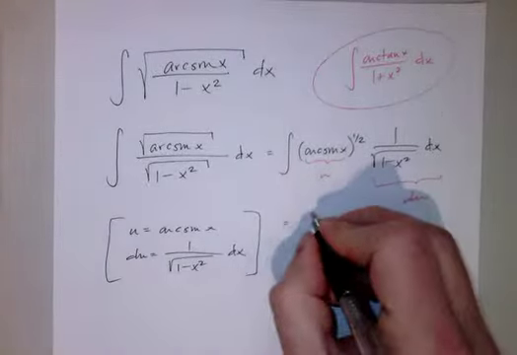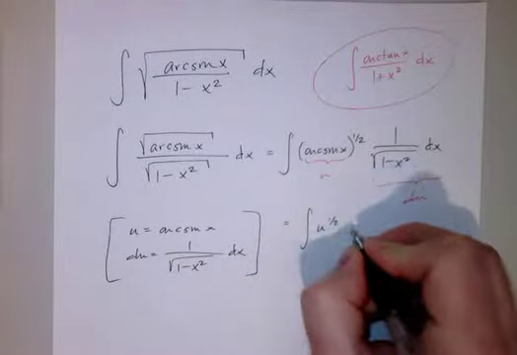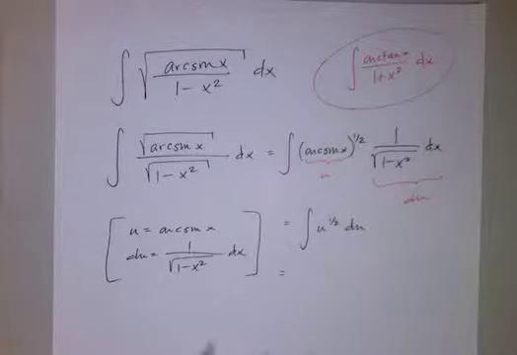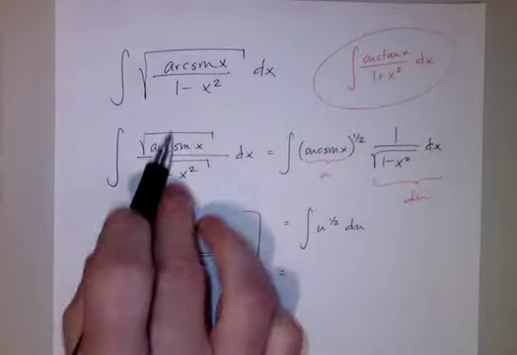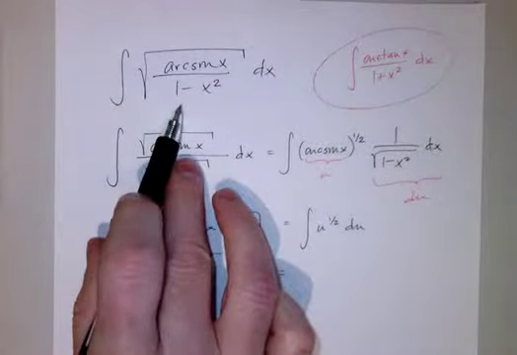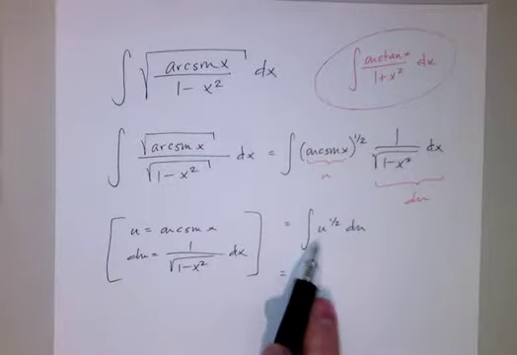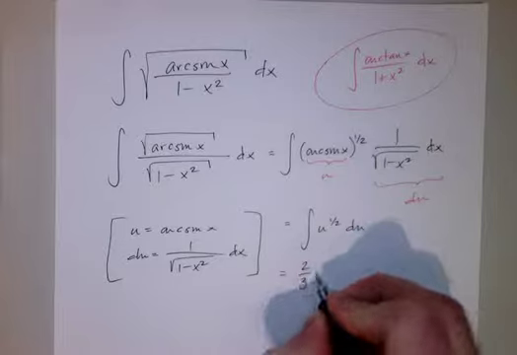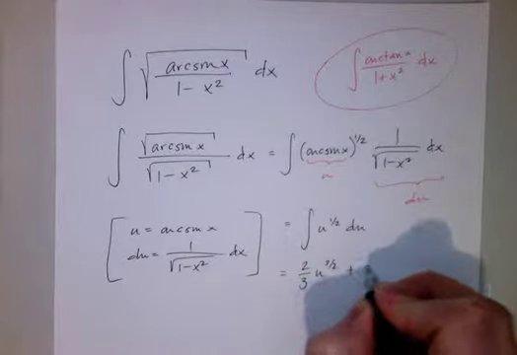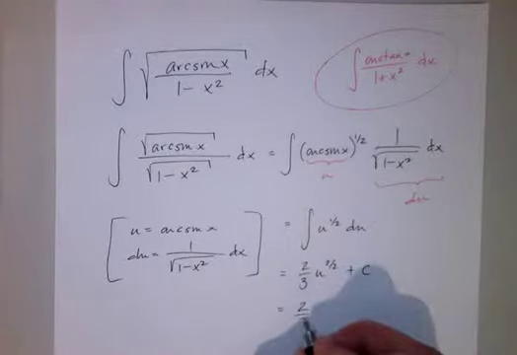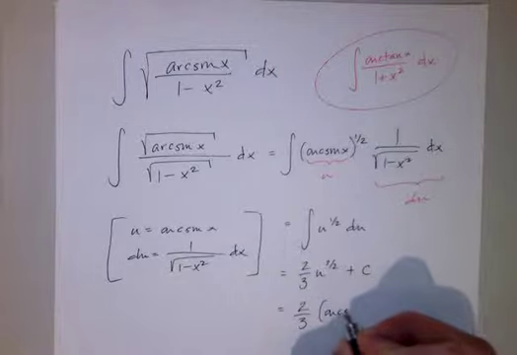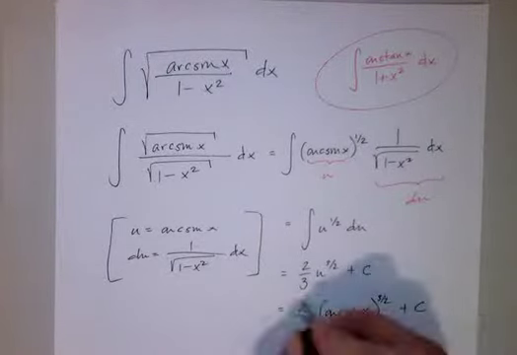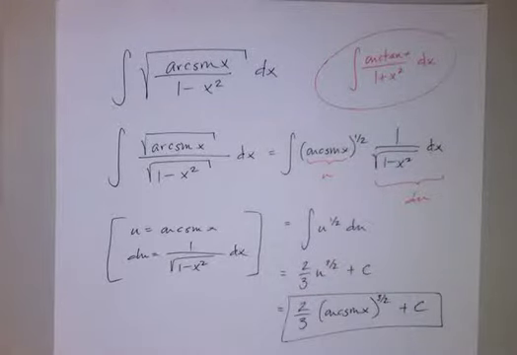So that winds up being u to the 1/2 du, and that has done a great job of taking something that was notationally rather complicated and making it very easy. So that winds up being 2/3 u to the 3/2 plus c, or 2/3 arc sine of x to the 3/2 plus c. And that winds up being my integral.